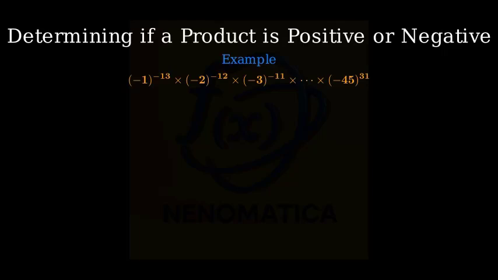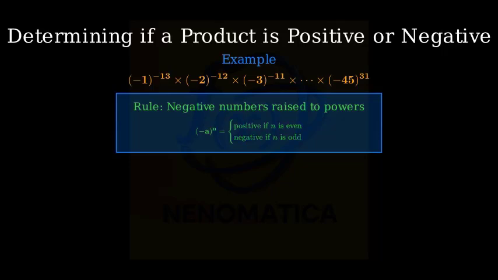Before we solve this problem, let's review a key rule. When a negative number is raised to a power, the result depends on whether that power is even or odd. For a negative base with an even exponent, the result is positive. For a negative base with an odd exponent, the result is negative. Let's start solving our problem.